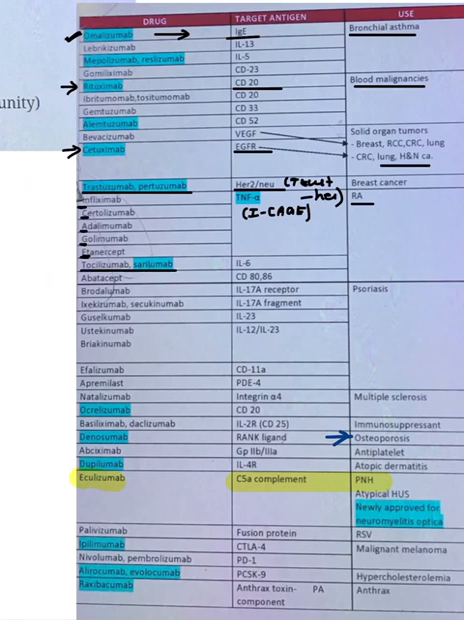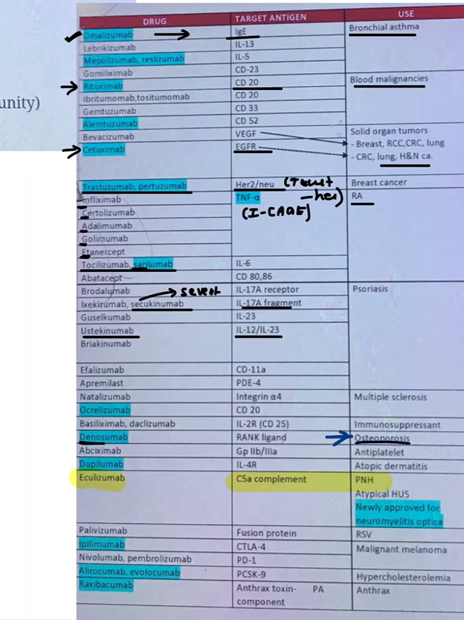Then you have drugs for IL-6. How will you remember? 6, that is sarilumab, that is 6 only it comes. Then we have other drugs like secukinumab, that is used for interleukin 17. Remember secukinumab, that is 17. Then we have ustekinumab. This drug is an interleukin 12-23 antagonist. This is again an important question.